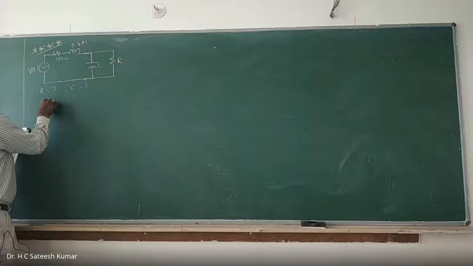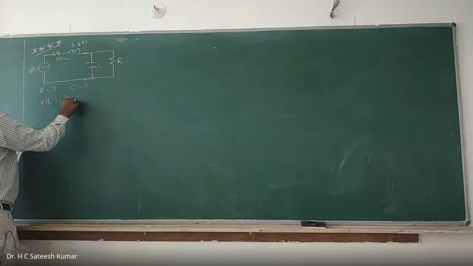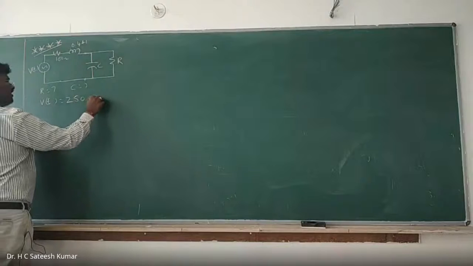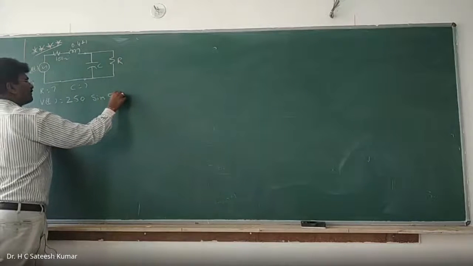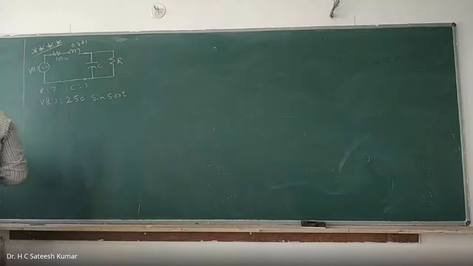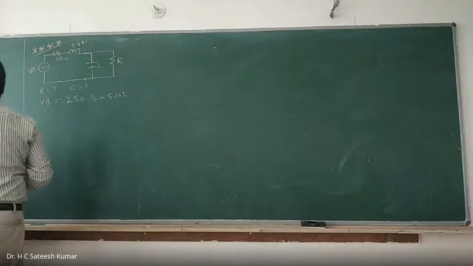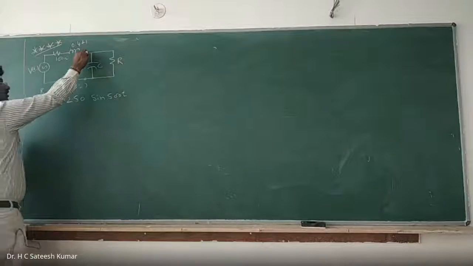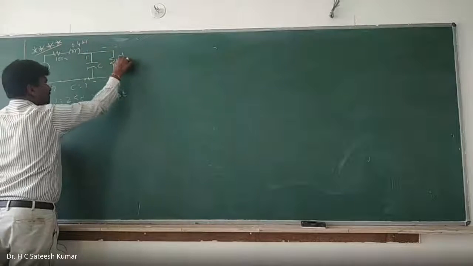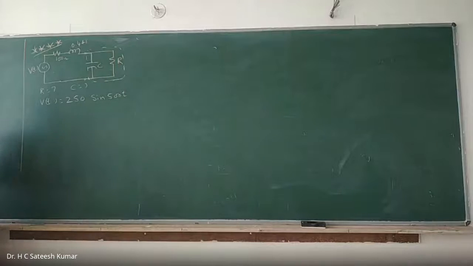Given V of t is equal to 250 sine of 500t. Now what you should do? You'll have to find out the ZL. So this is your ZL, this whole thing is ZL. What is ZL?